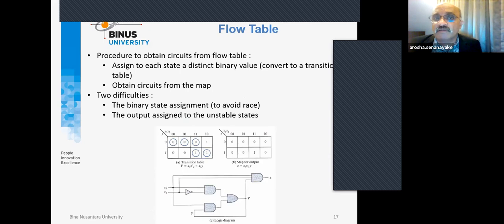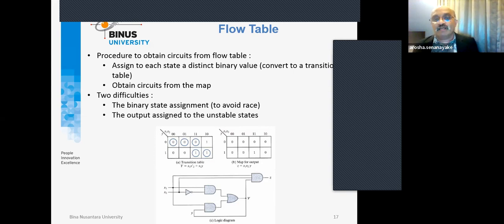So how to obtain the flow table? Assign to each state a distinct binary value, then obtain circuits from the map. Whatever states you have, we can convert into binary values. Make sure that if we have 4 states, then we need 2 bits. That part you know very well from combinational circuits, so that later on we can obtain the corresponding combinational circuits.